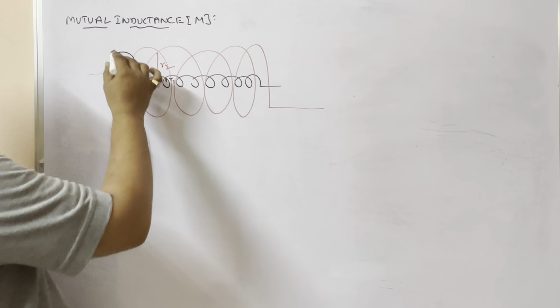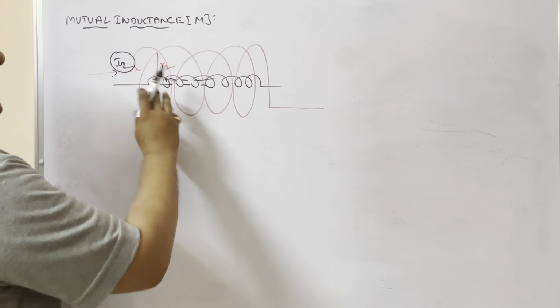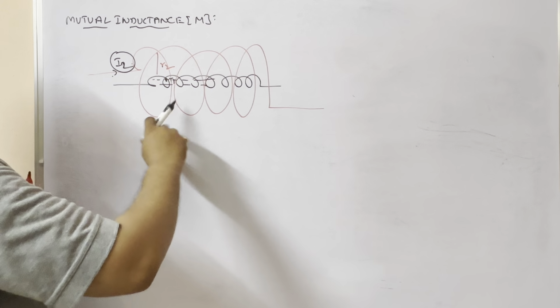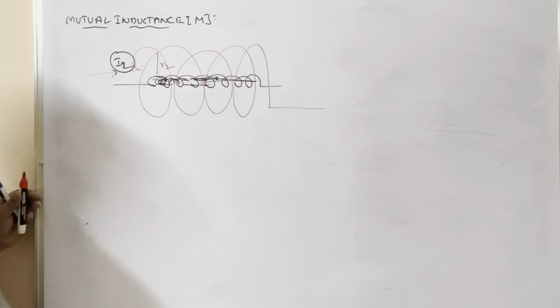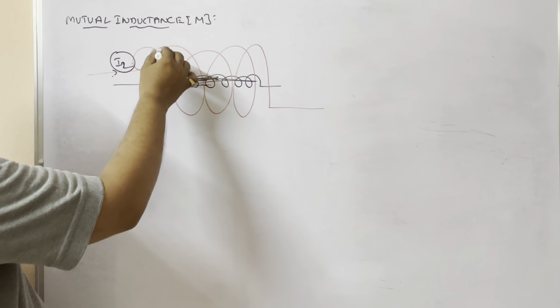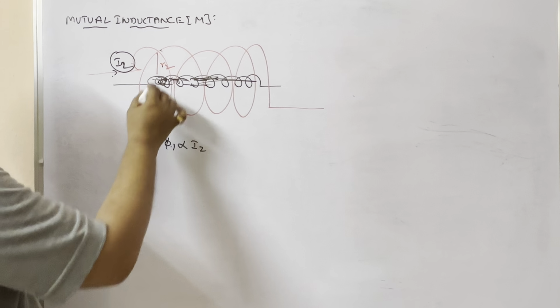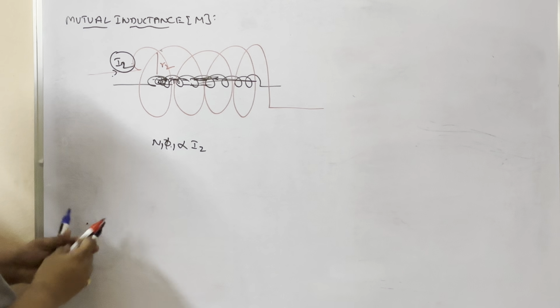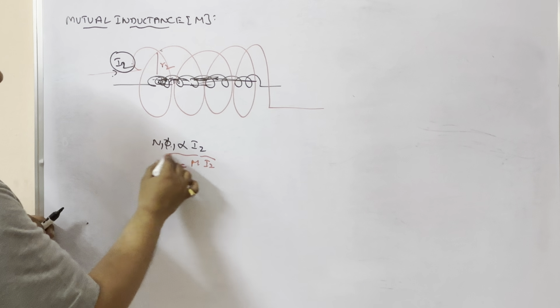Now, whenever current is changing in the second coil, flux is going to be developed in the first coil, because around the current what will be developed? Magnetic field. That magnetic field is changing within this area of the first coil. Whenever it is changing, flux is going to be developed. Here current is changing in the second coil, I2, and flux is developing in the first coil. So, phi 1 is directly proportional to I2. If it has N1 number of turns, then removing the proportionality constant, we write N1 phi 1 is equal to M I2.